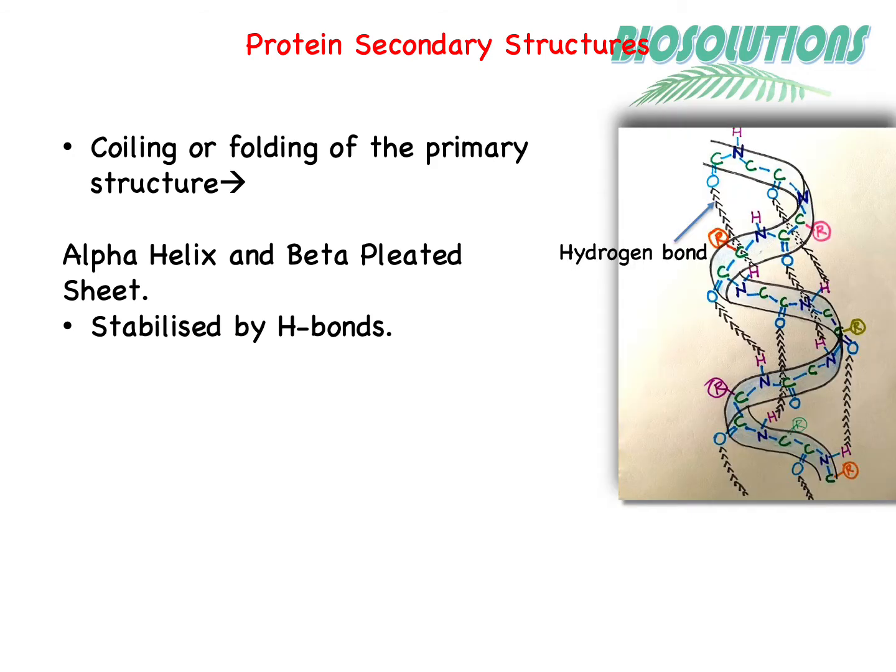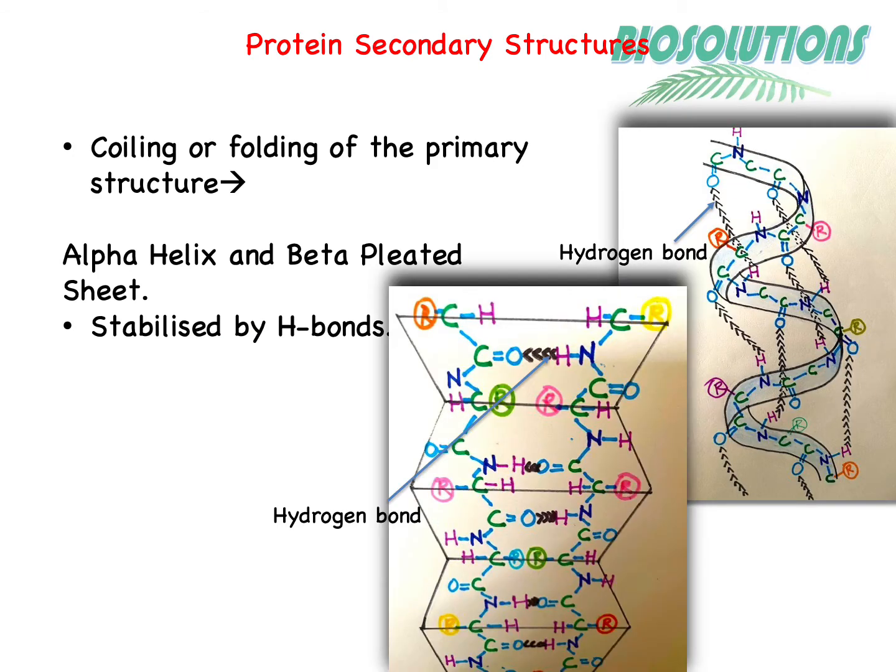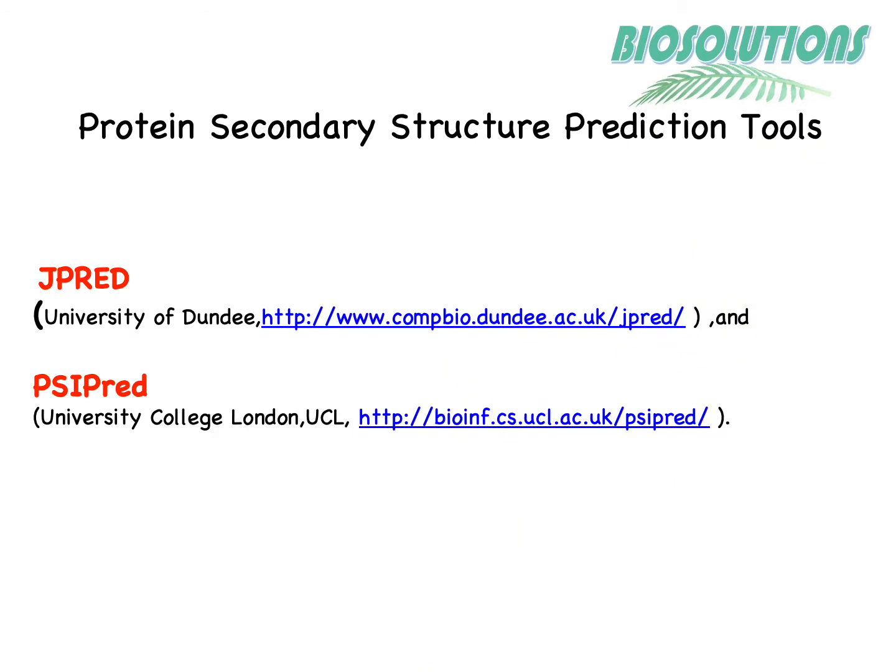Protein secondary structures, alpha helix and beta strands, are formed due to coiling or folding of the primary structure. These structures are stabilized by multiple hydrogen bonds. In bioinformatics, we can predict how a given primary protein sequence is going to fold as alpha helix and beta strand secondary structures by using prediction tools or softwares. There are many such softwares available like JPred and PSIPRED.